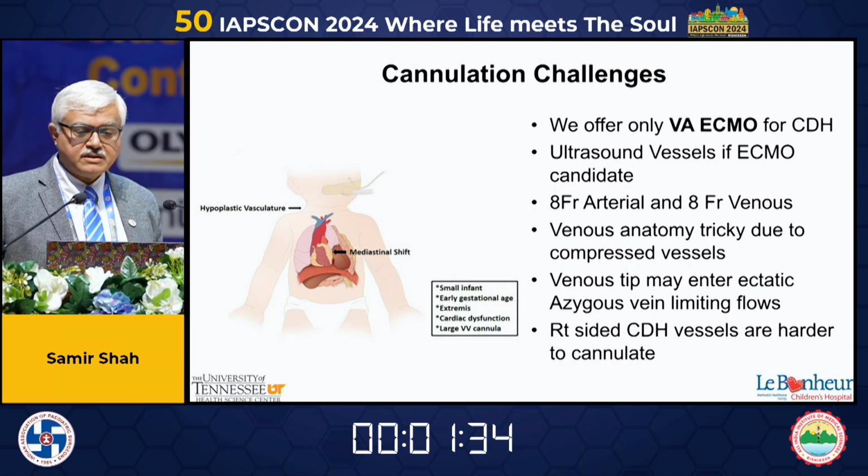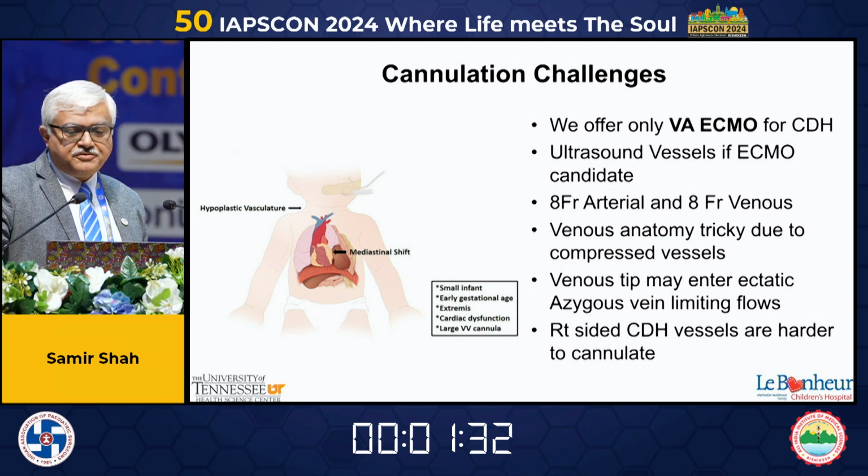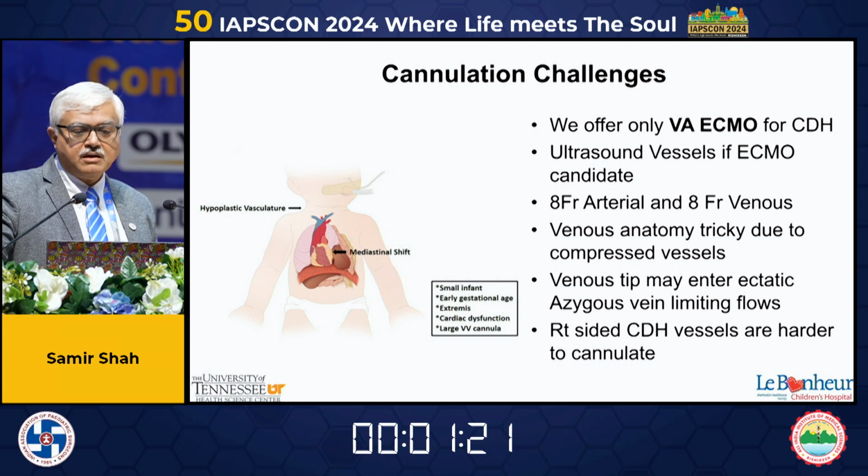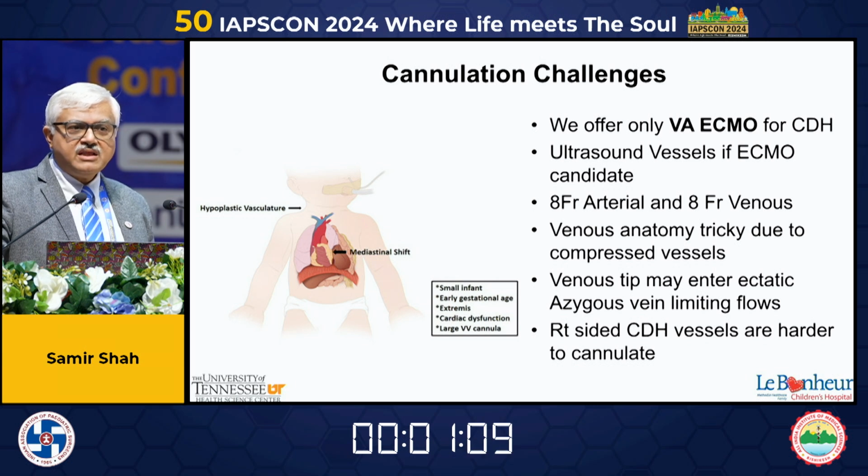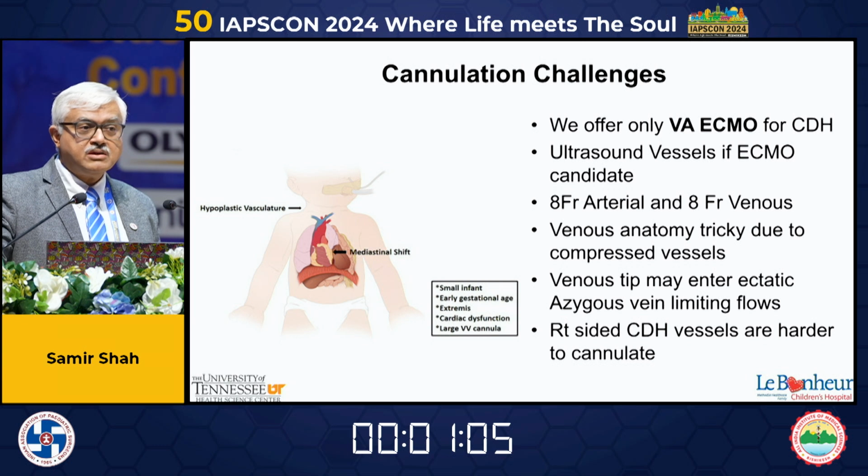How do we cannulate? We offer, as I said, only VA ECMO for CDH patients. All our CDH patients have their vessels ultrasounded before birth or immediately after they are born, just so that we get a sense of what size cannula they would be able to take. We prefer to use an 8 French arterial and an 8 French venous cannula. The one thing that we have found is that the venous anatomy is very tricky, especially on the right side.